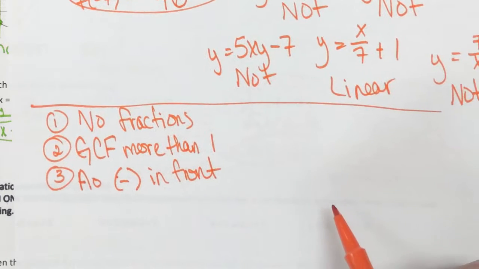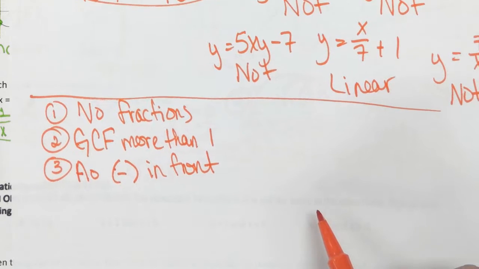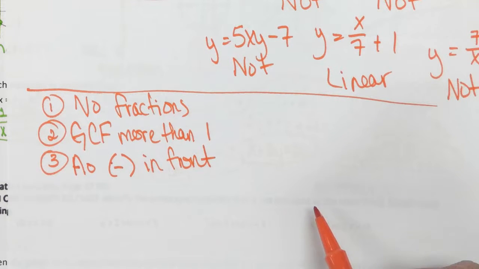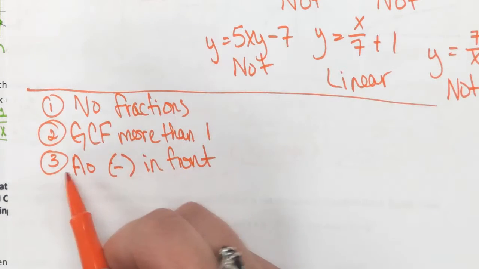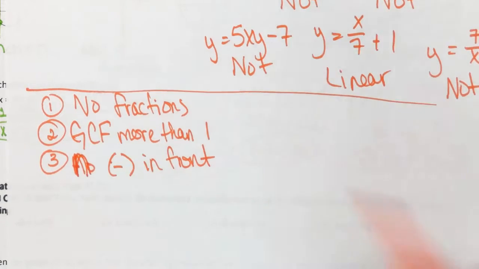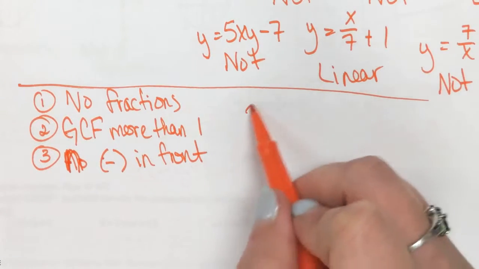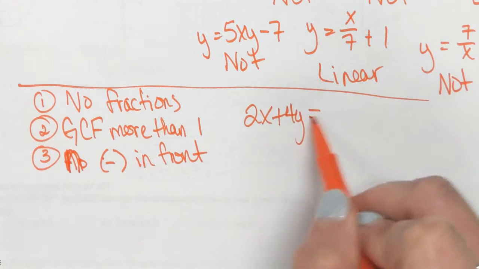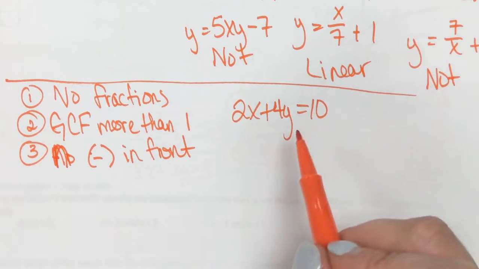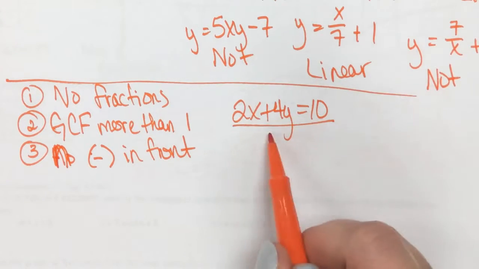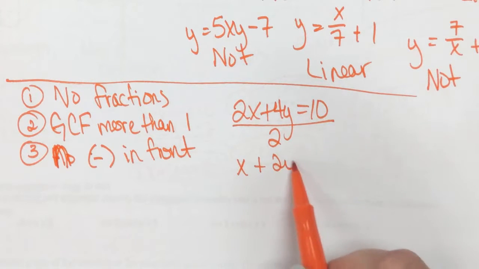What? That says AO. What says AO? Oh, I messed up and it's no. Golly, come on, y'all. So what if I gave you this? Is that in standard form? Yeah. No. No. GCF of how much? 2.